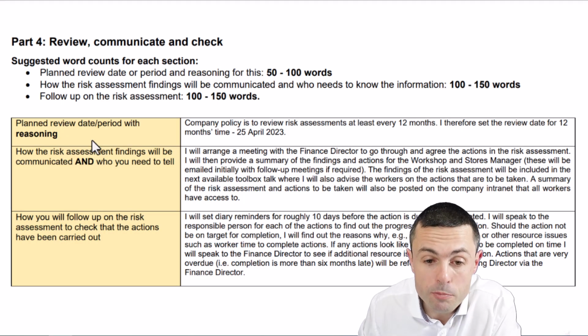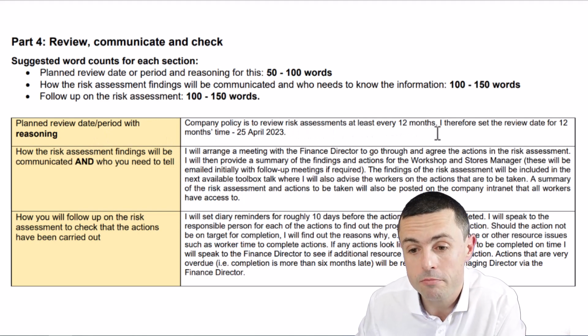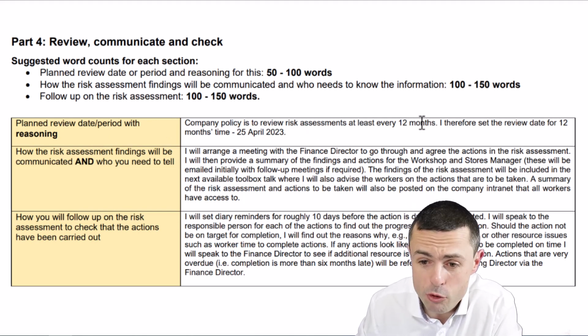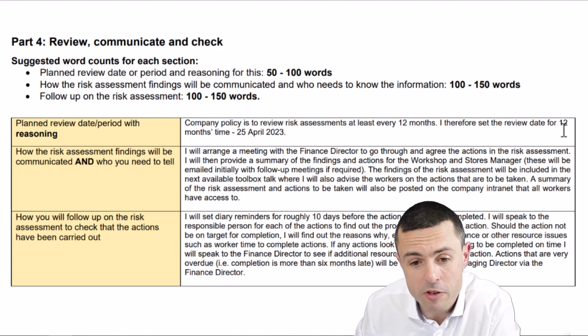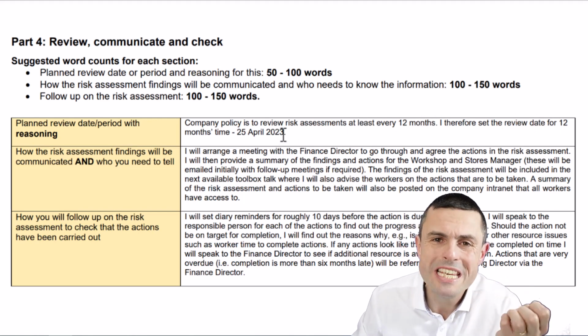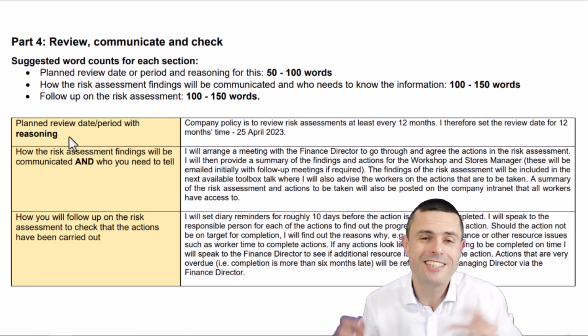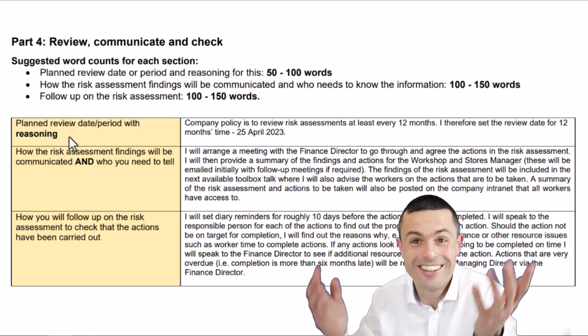So here it says, company policy is to review risk assessments at least every 12 months. 12 months is the period. And we've put a date in. Therefore, I set the review date for 12 months time, 25th of April, 2023. Great. But notice NEBOSH want reasoning as well, and they put reasoning in bold. So why? Why 12 months? Well, it's easy, isn't it? It's company policy. That's it.